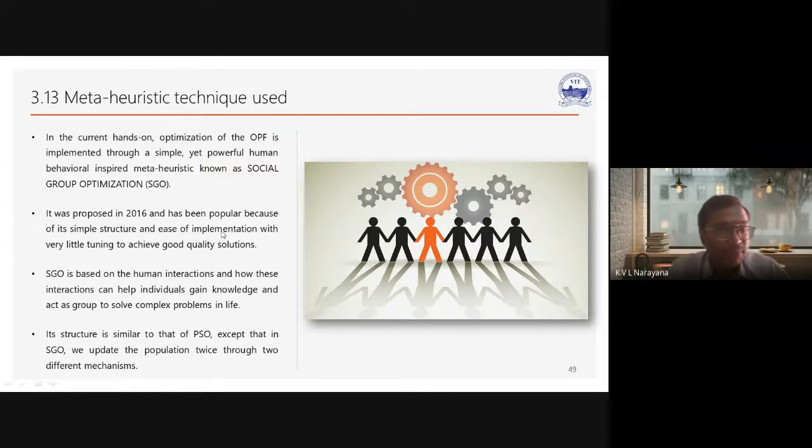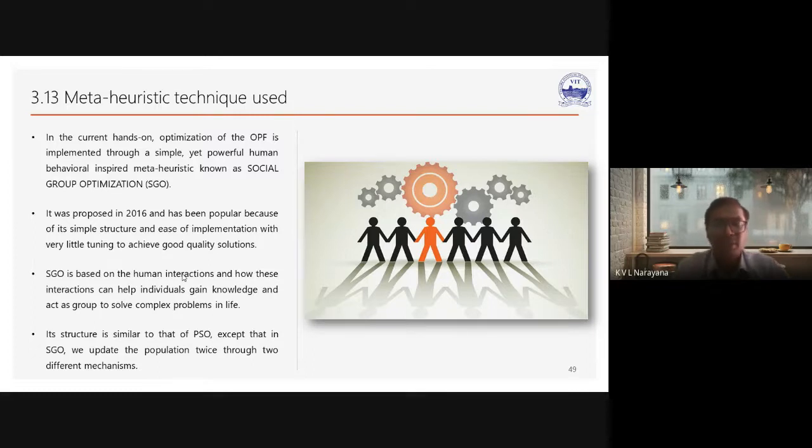Now, the important thing is the optimization algorithm which we are going to apply to tackle the problem. The optimization algorithm we are going to discuss here is social group optimization. It was proposed by Suresh Satapathy and Anima in the year 2016. It is based on human interactions, and how these human interactions help individuals gain the knowledge to solve the problem.